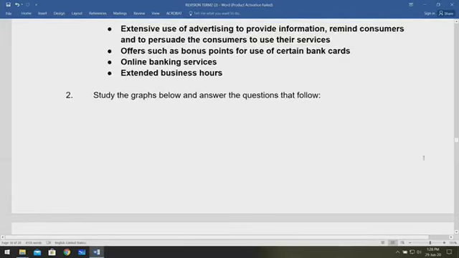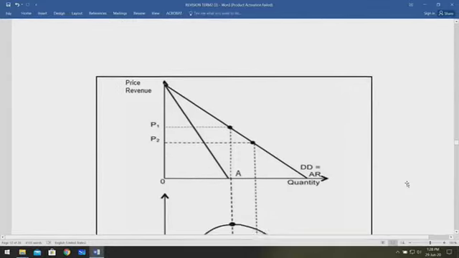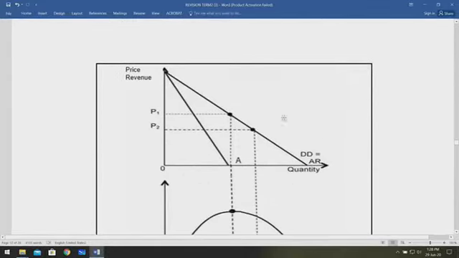Number 2, study the graphs below and answer the questions that follow. Here they give us 2 graphs. Now immediately when I see this graph and I see that there's the AR curve, and so that would obviously then be MR, okay? So as soon as I see those 2 curves split like that, then I know here I'm talking about a monopoly. Because remember, in a perfect market, the demand curve was horizontal. And I know for an oligopoly, they have a kinked demand curve. So that immediately tells me this is a monopoly.